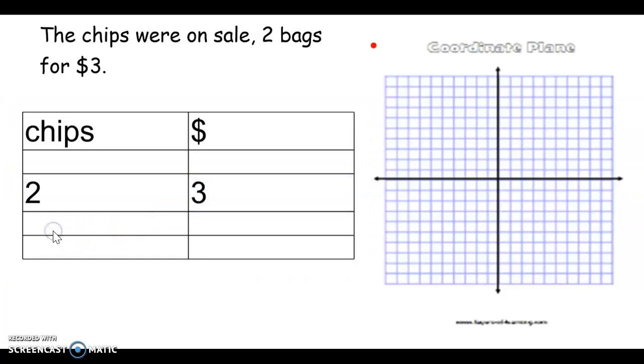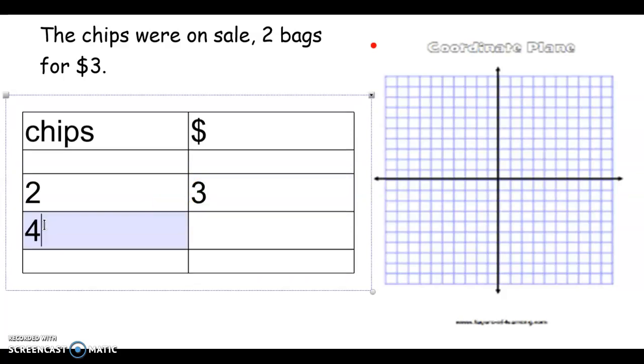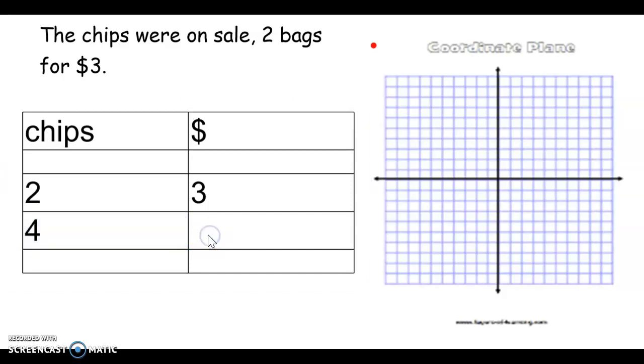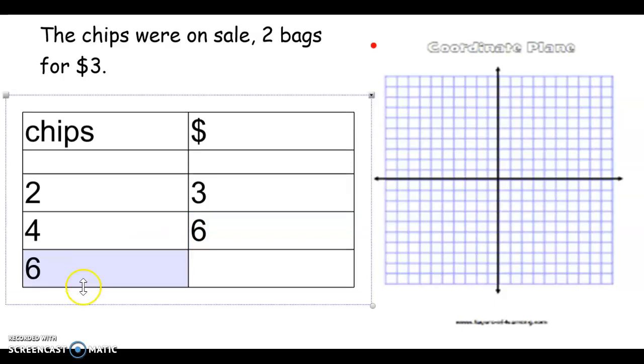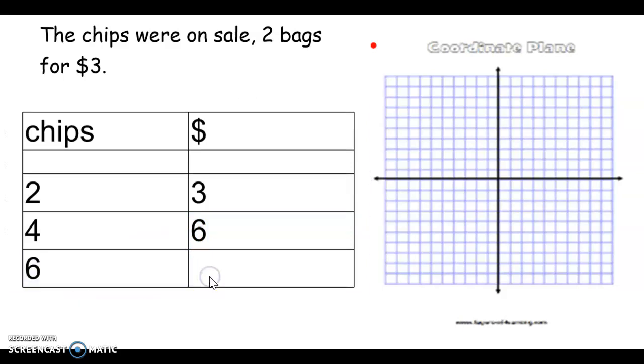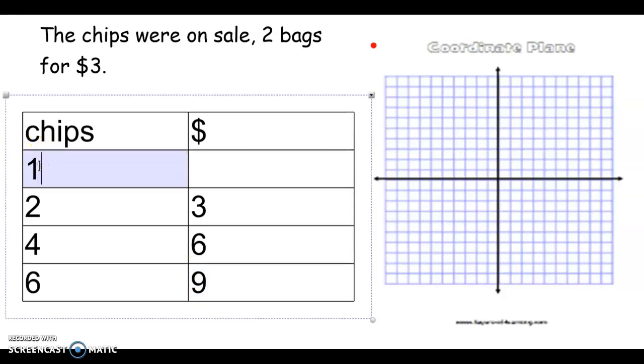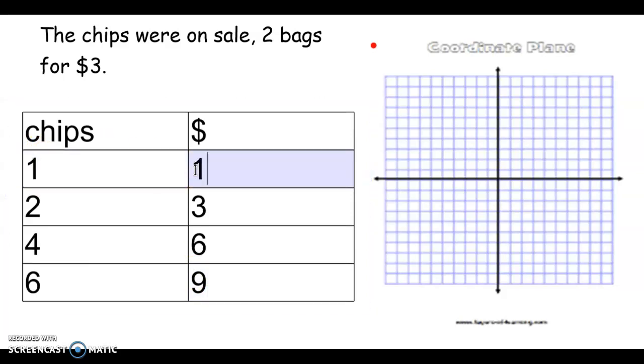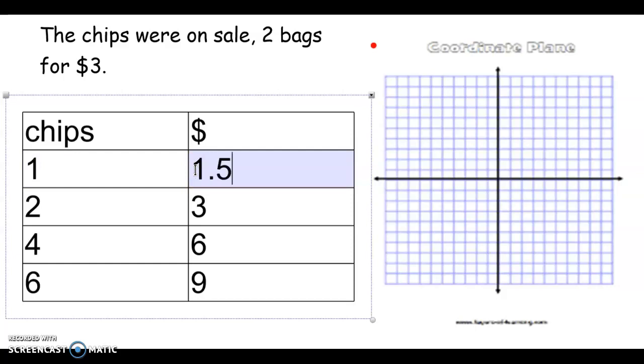So how about I do 4 bags? How much would 4 bags be? $6. About 6 bags, $9. And I could work backwards if I wanted. If I was doing 1 bag, that's half of 2. I would need half of $3. You know, I know at least Food Lion, they have 2 for whatever sales. You just buy 1 of them. It still gives you the sale price. So that would be 1 for $1.50.